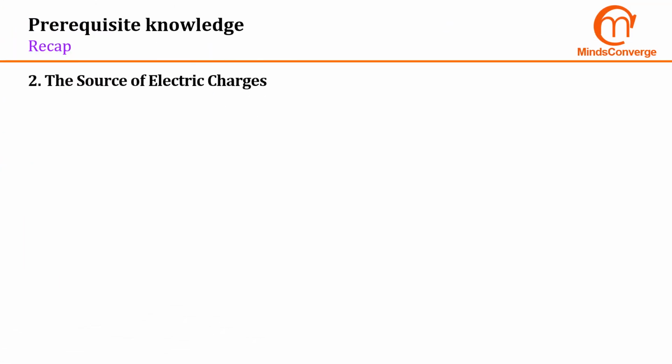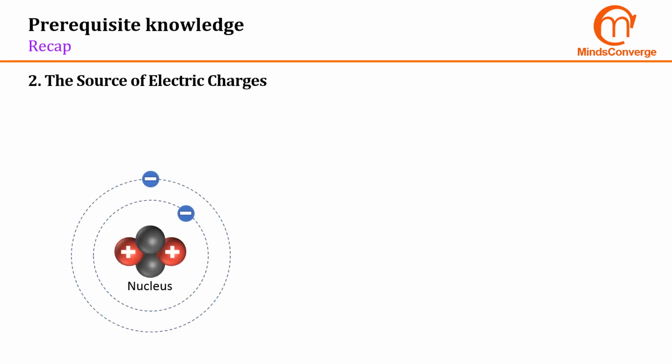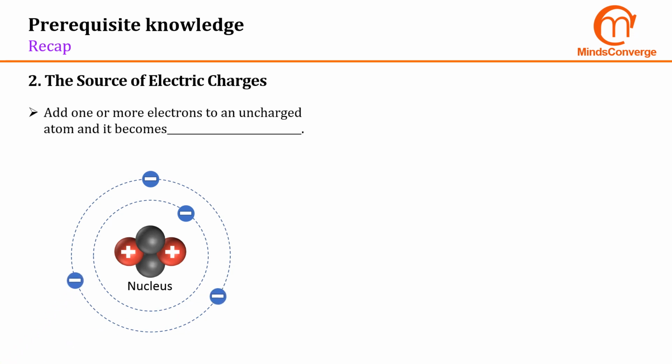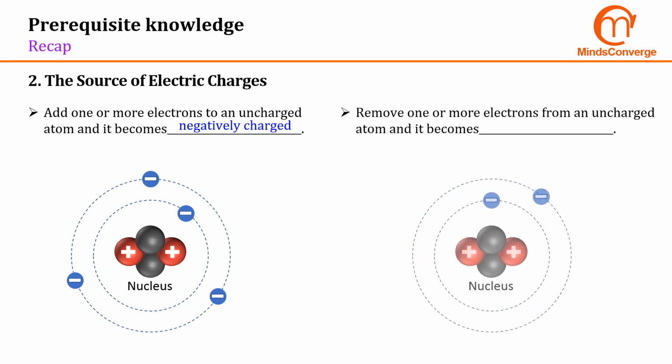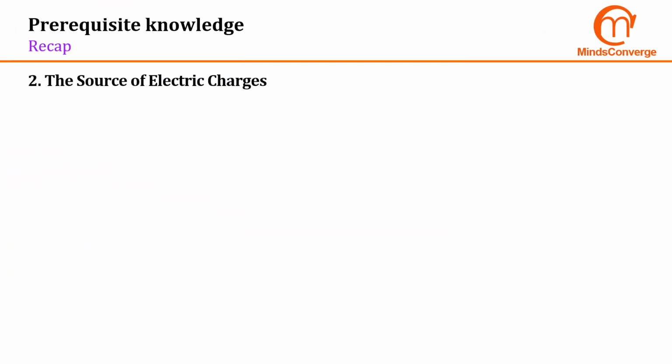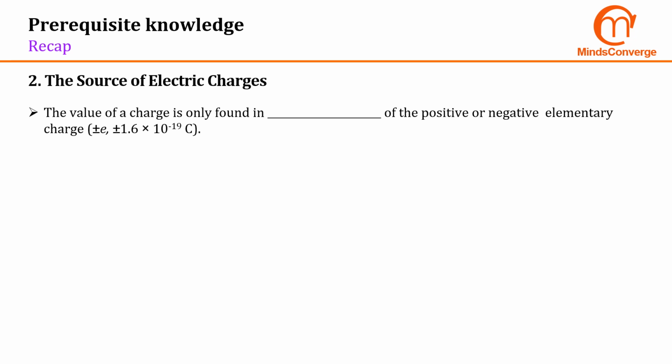Electrons are responsible for charging in most situations. An uncharged atom contains equal numbers of protons and electrons. Add one or more electrons to an uncharged atom, and it becomes negatively charged. Remove one or more electrons from an uncharged atom, and it becomes positively charged. The value of a charge is only found in integral multiples of the positive or negative elementary charge.